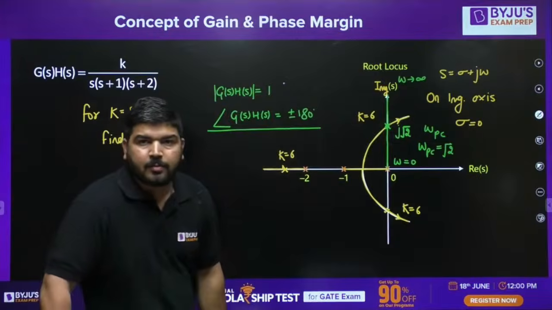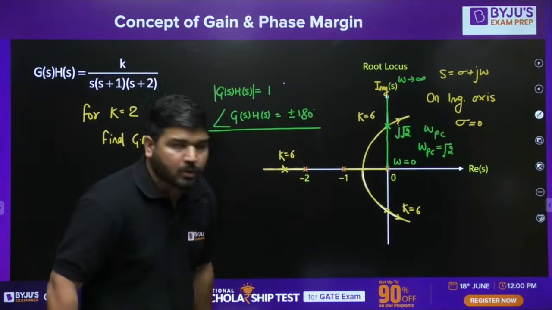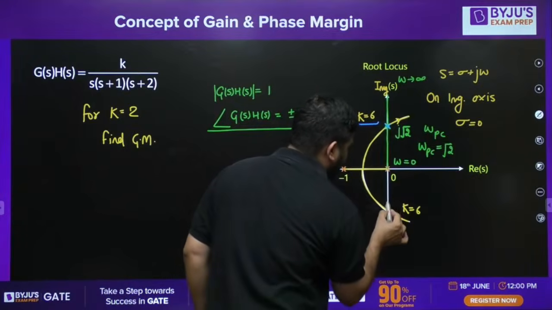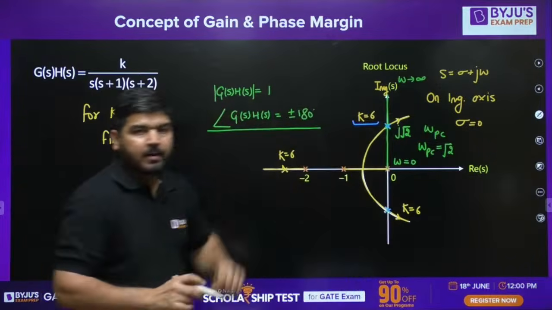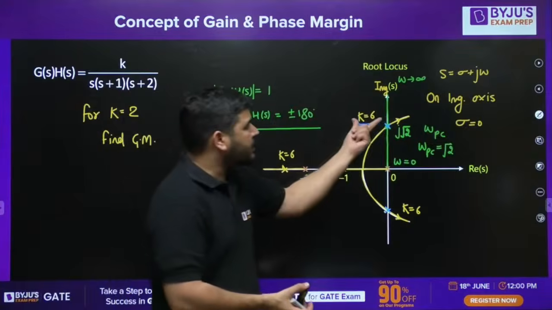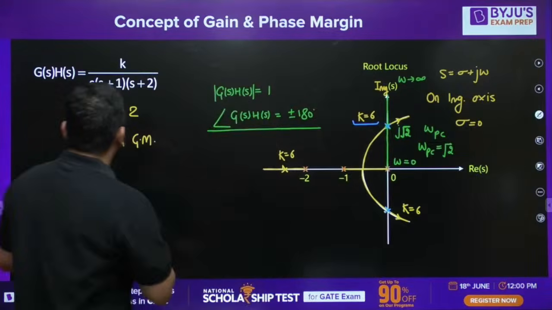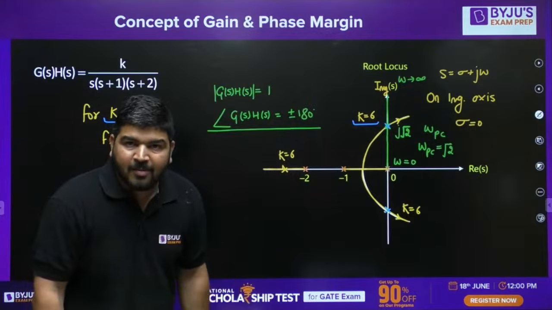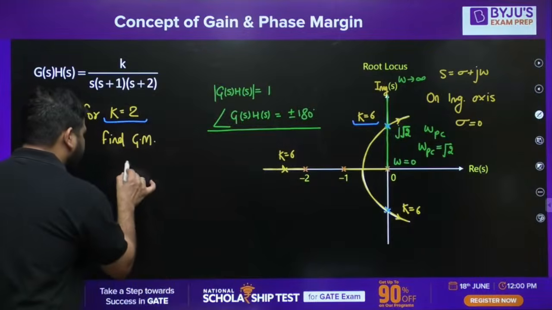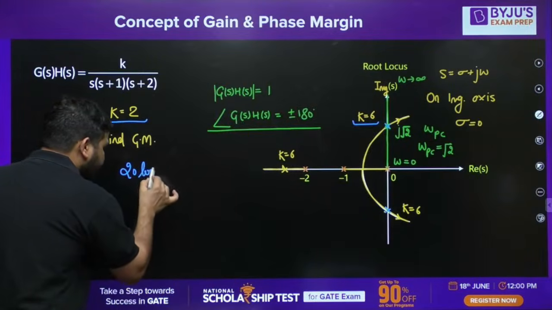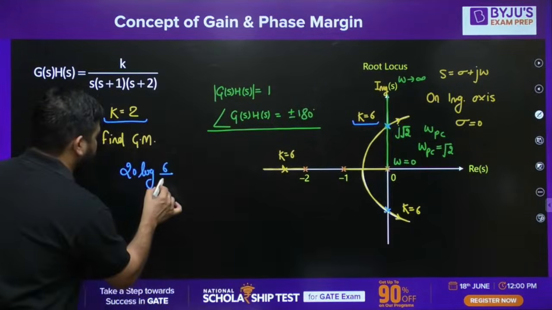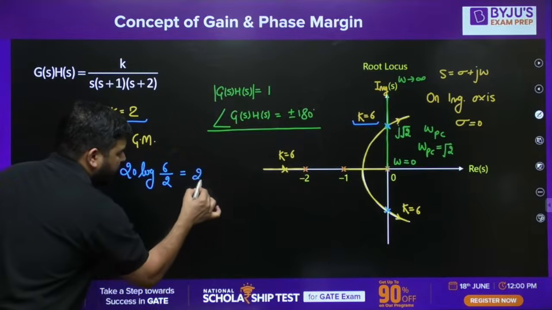Now let's come to the previous question. Now look at the root locus. For this root locus, it is given that for k equal to 6, the system is marginally stable. You got this value of k. We know that for k equal to 6, the system is marginally stable and the actual value of k is given as 2. So you can apply the same rule here. So gain margin will be 20 log of k for which the system is marginally stable divided by the actual value of k. So it will become 20 log 3.